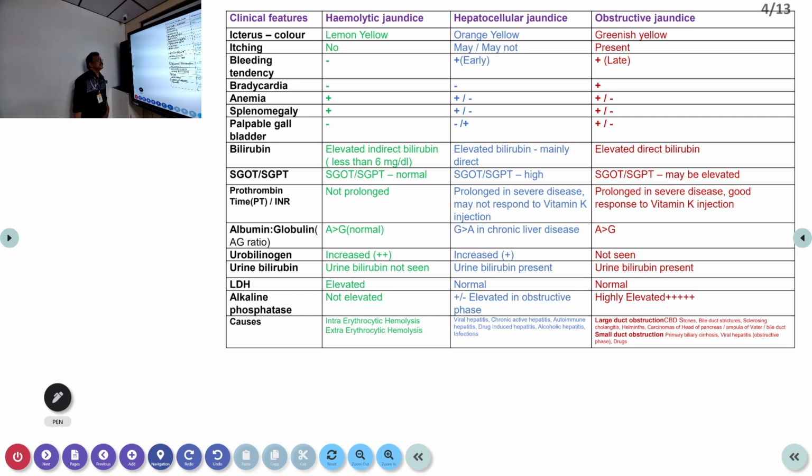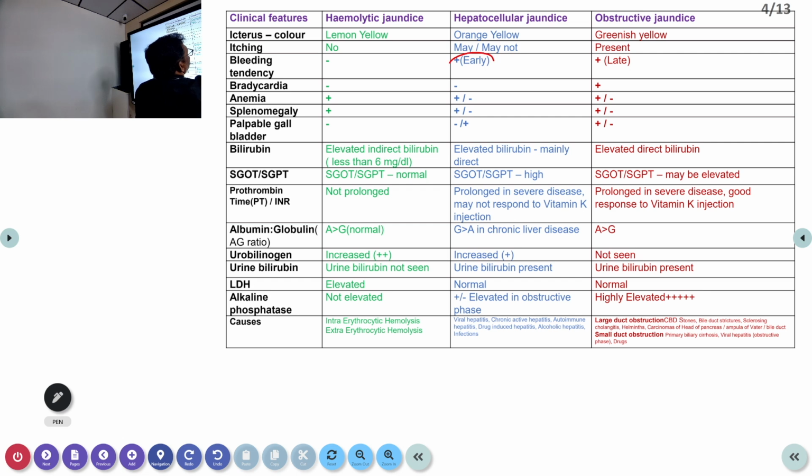Now the next thing: we have seen that there are different causes for jaundice: hemolytic jaundice, hepatocellular jaundice, obstructive jaundice. With this chart you can make out what type of jaundice you are dealing with. If you see the color, hemolytic jaundice will be mild yellowish. Hepatic jaundice will be severe orange yellow. Obstructive jaundice is greenish yellow. Itching is mostly present in obstructive jaundice. Bleeding tendency is mostly there in hepatocellular jaundice.